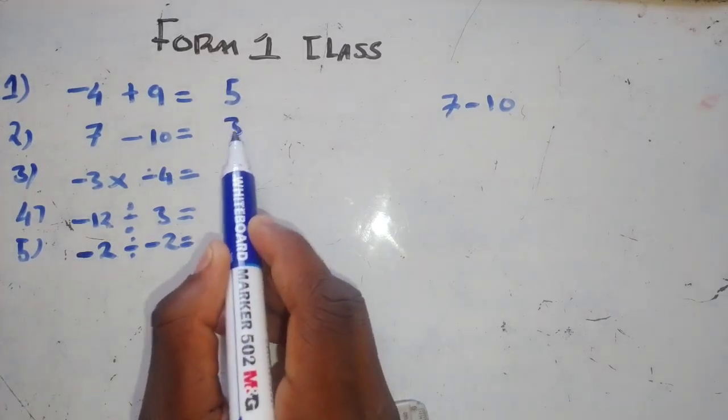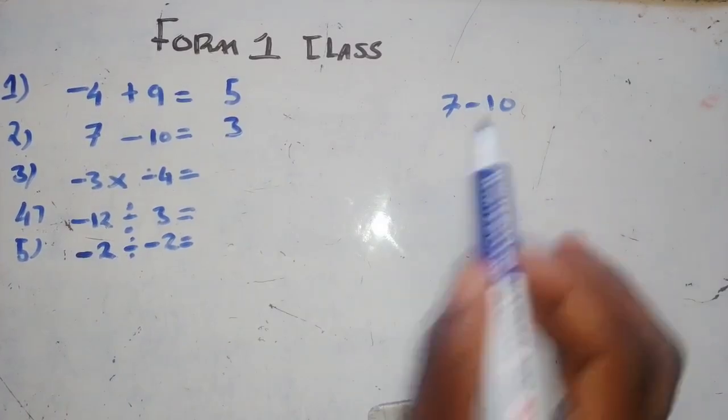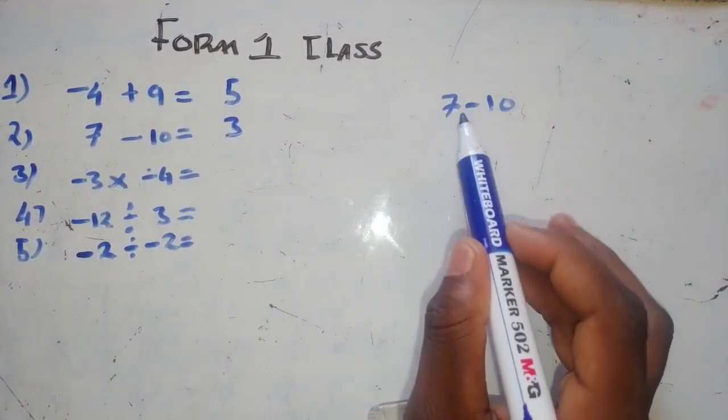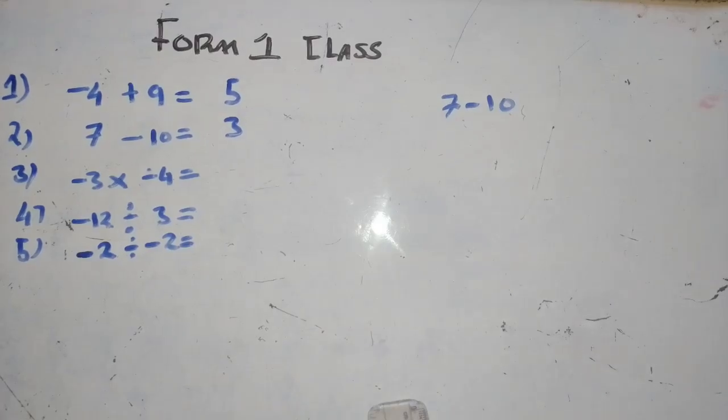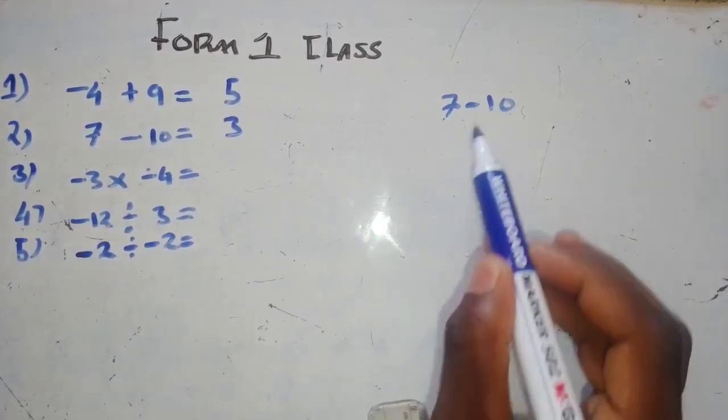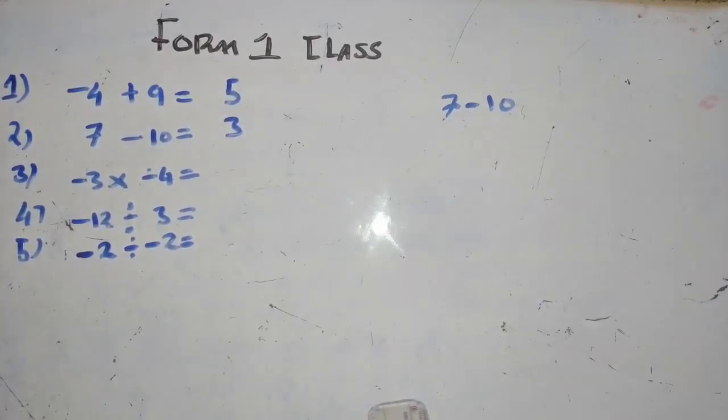So you're going to write your 3 and get the sign from the bigger number. In this case, 10 is the biggest number between these two. So it means that our answer will carry a negative sign, because this bigger number has a sign of negative.